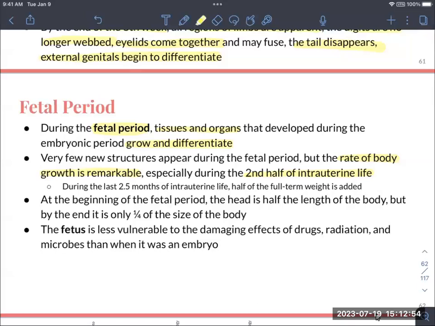So at the beginning of this fetal period, the head is half the length of the body. By the end, it's only a quarter of the size of the body. The fetus is less vulnerable to drugs, radiation, and microbes during this fetal period.